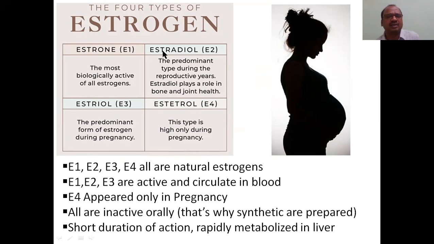All are natural, prepared in the body by the body. E1, E2, E3, E4 are all natural estrogens. E1, E2, E3 are active and circulated in the blood. E4 appears only in pregnancy. All are inactive orally. If you prepare these hormones synthetically in the lab and take them, they become inactive. It must be produced by our own body, then only you can say it is natural. They have a very short duration of action, not a long time. They are rapidly metabolized in the liver.